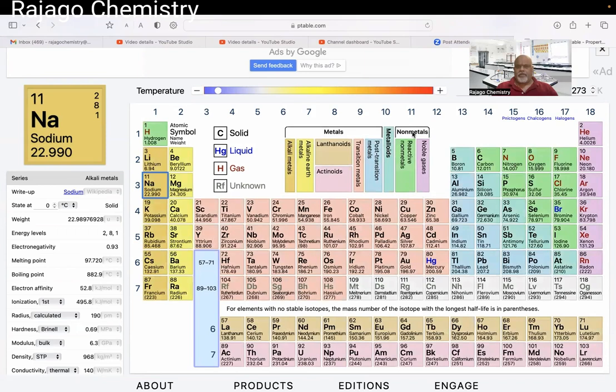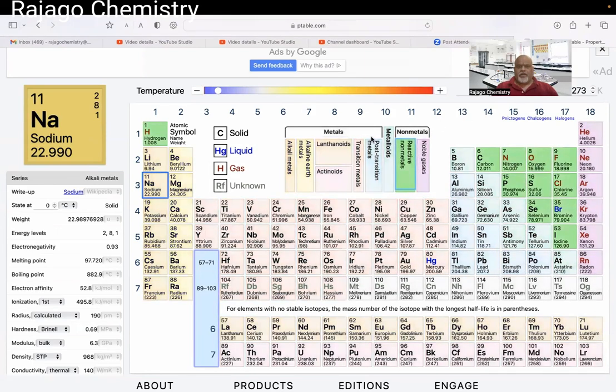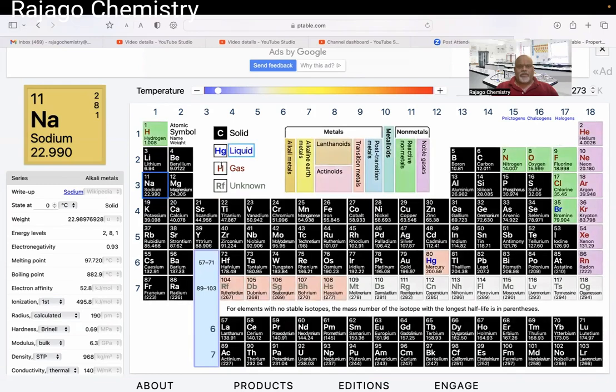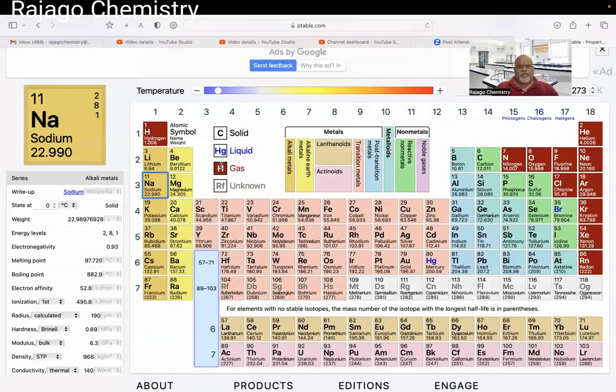non-reactive metals, metalloids, and so on. Post-transition metals, transition metals, lanthanides, actinides. When you move the cursor, you can see where they are located. So the first thing is to see the most important ones. Now let's look at the gases.